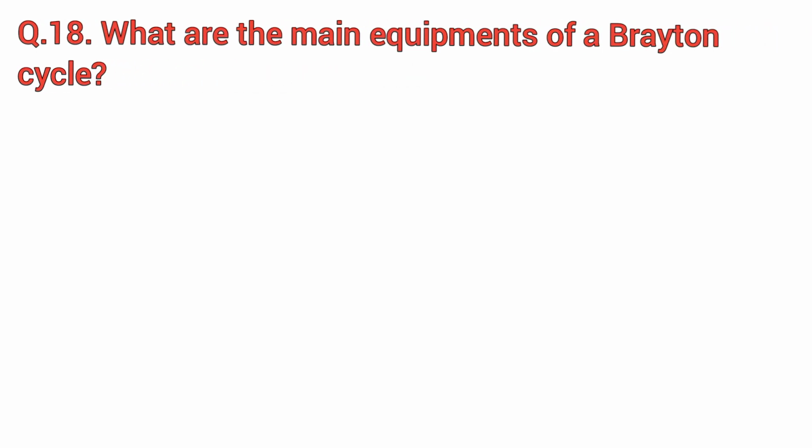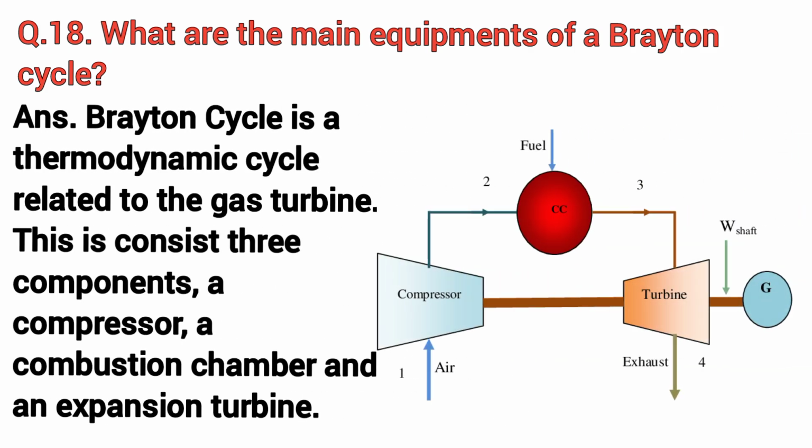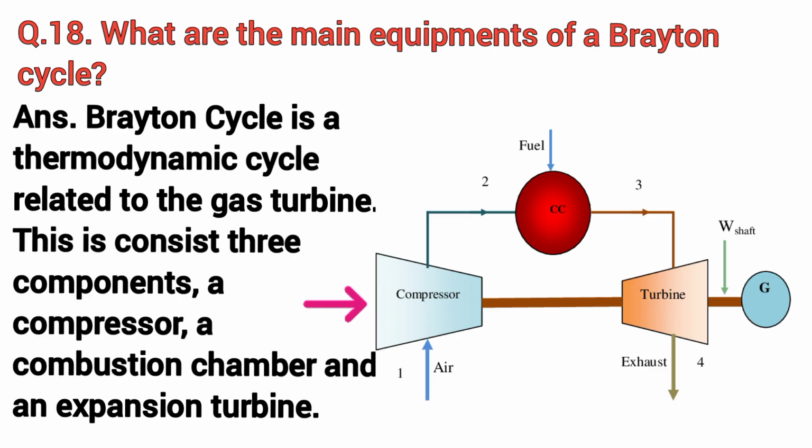What are the main equipments of a Brayton cycle? Brayton cycle is a thermodynamic cycle related to the gas turbine. This consists of three components: a compressor, a combustion chamber and an expansion turbine.